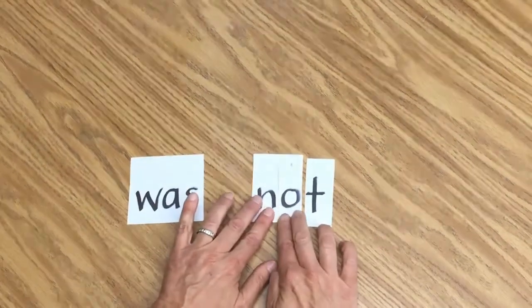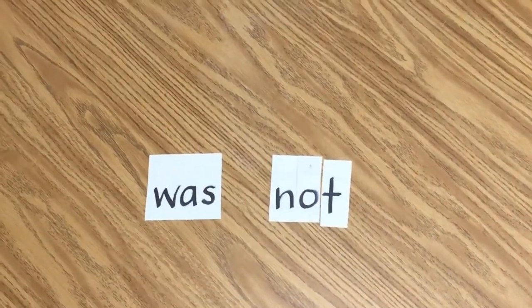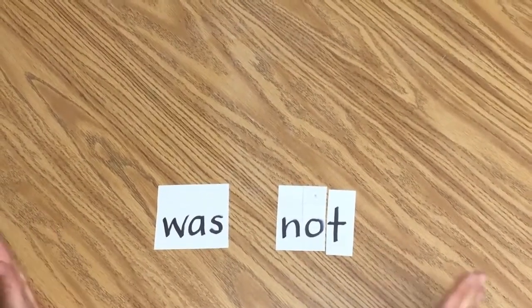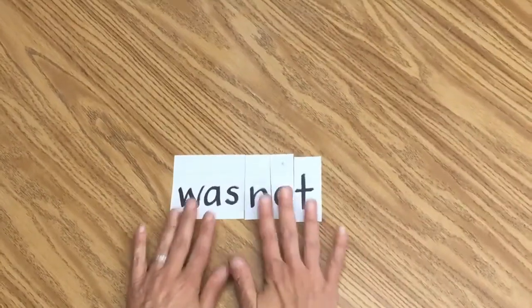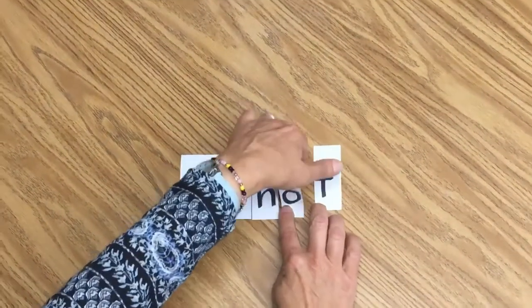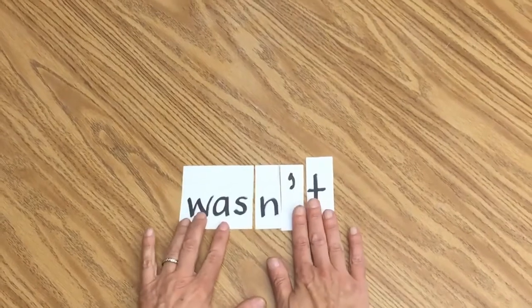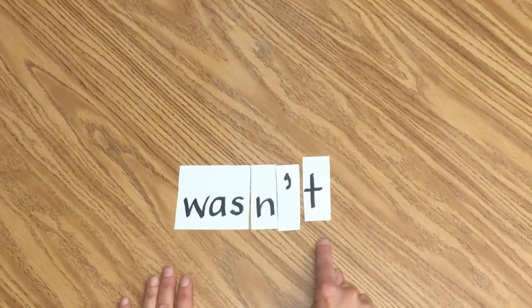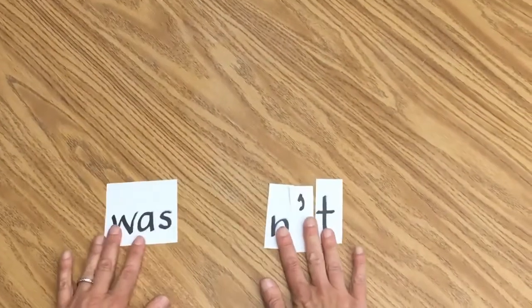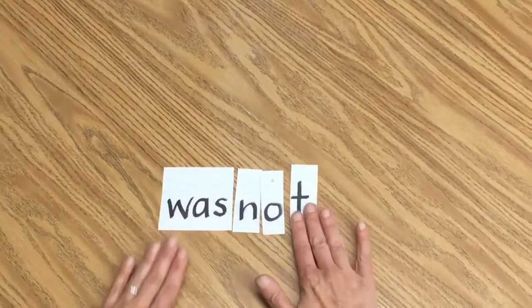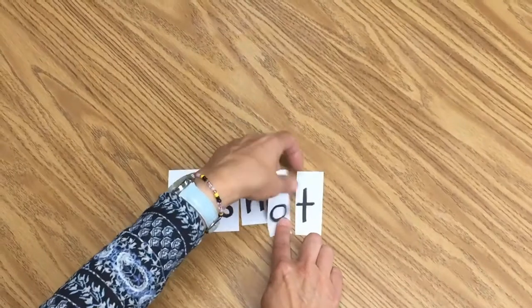So let's take a look at these two words, was and not. Our statement says that I have two words, and when I smush them together, I can make one new word, as in the word wasn't. So when I smush it together, now I have wasn't. Before, it was and not. I smush it together, and now I have wasn't.